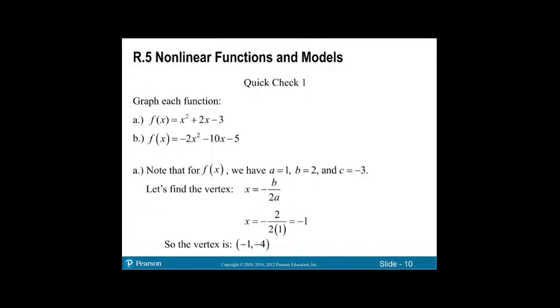Again, they're using the vertex formula. You see it in the center. The x-coordinate is negative b over 2a. So they're finding the vertex. I'm going to leave those for you.